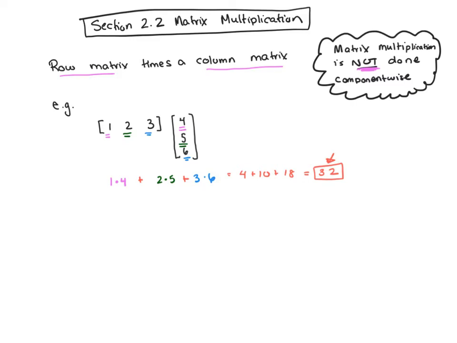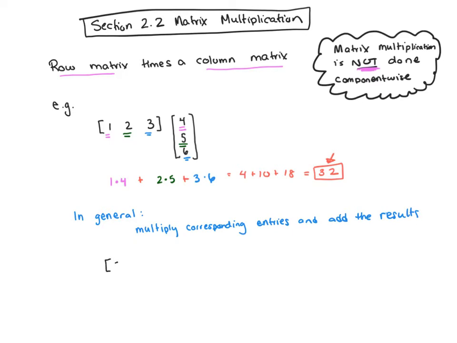So let's write down the general steps. In general, to multiply a row matrix times a column matrix, we multiply corresponding entries and add the results. So let's go ahead and do one more example.